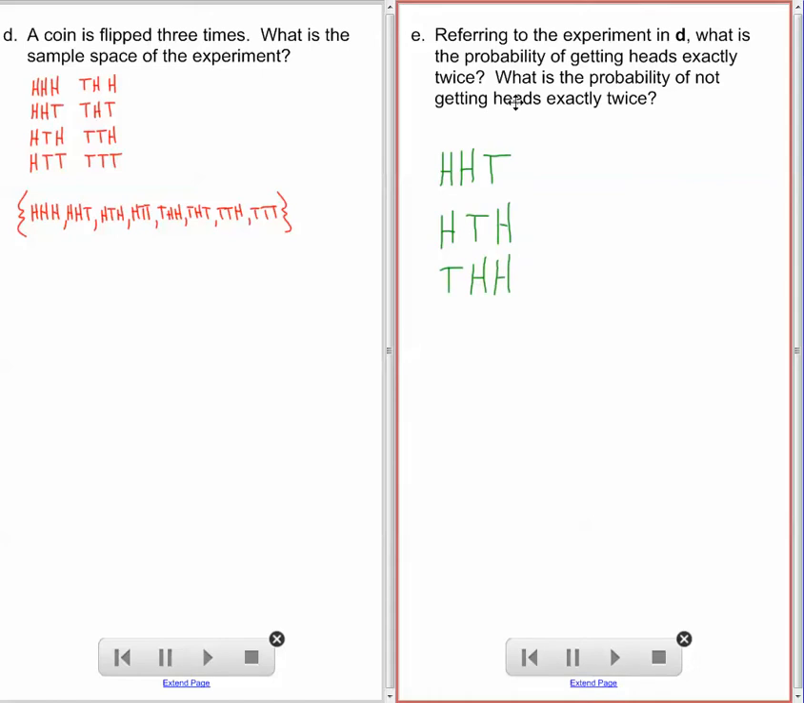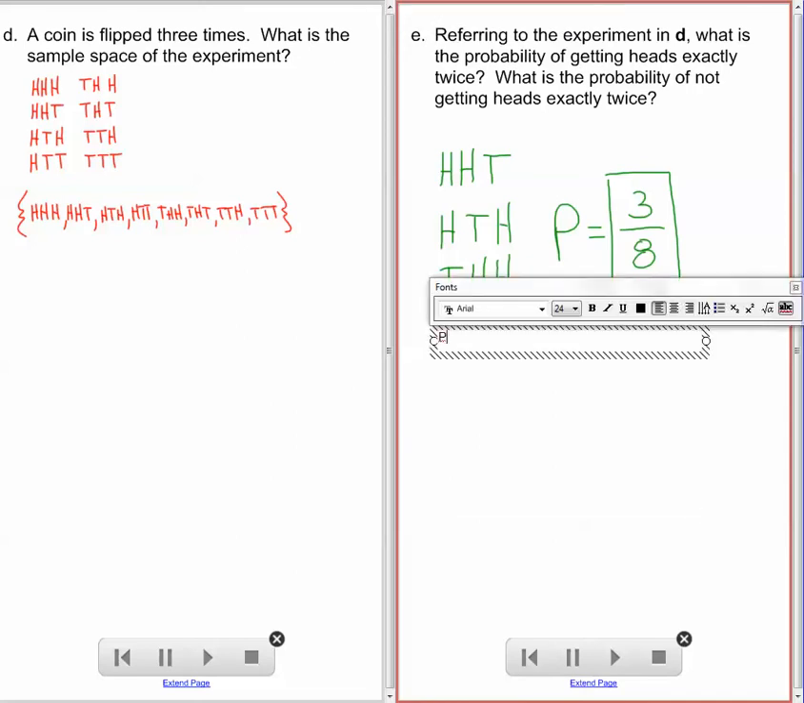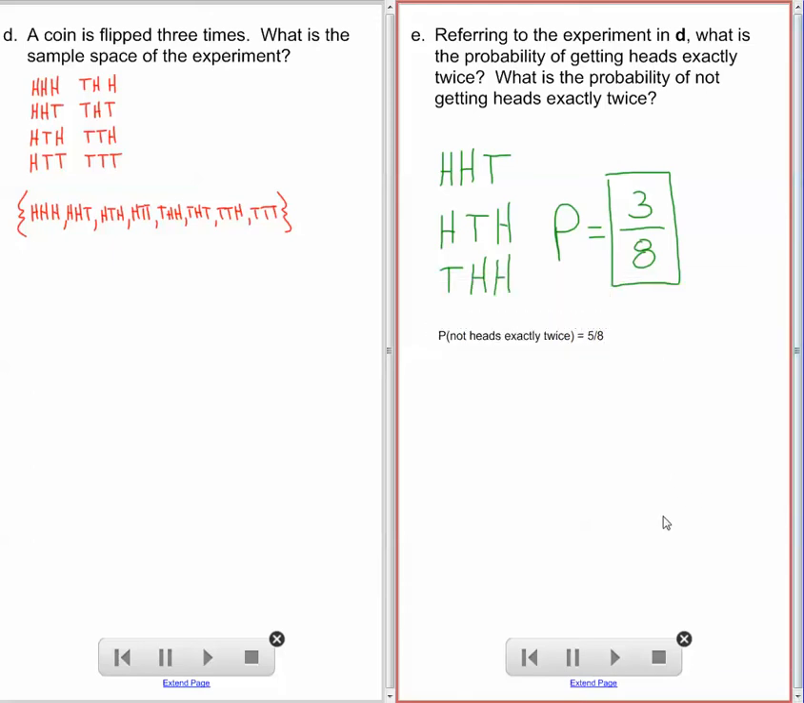And we also have to answer the second part of the question. What is the probability of not getting heads exactly twice? Well, if we're going to get heads 3 out of 8 times, then we're not going to get heads 5 out of 8 times. And I didn't include that in my solution, so I'll write it now. So the probability of not heads exactly twice would equal 5 out of 8. I don't like writing my fractions like that, but we'll go ahead and write it like that for now.